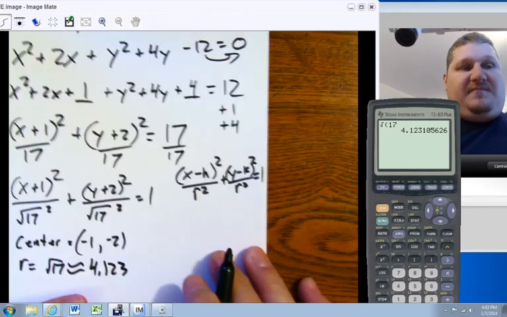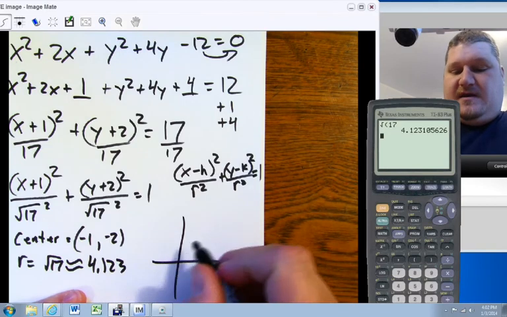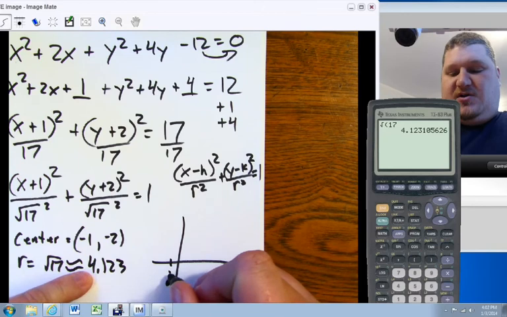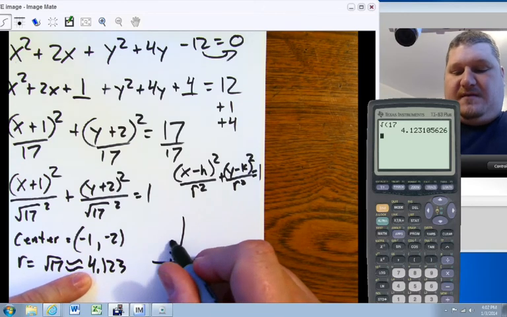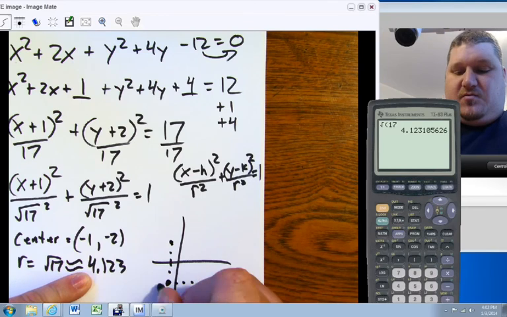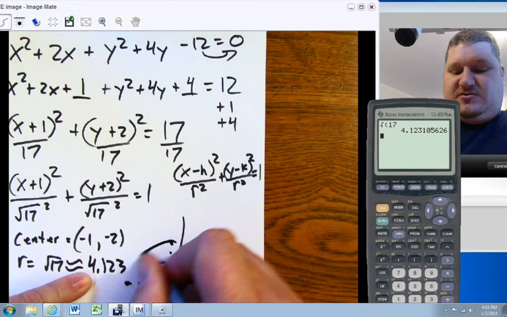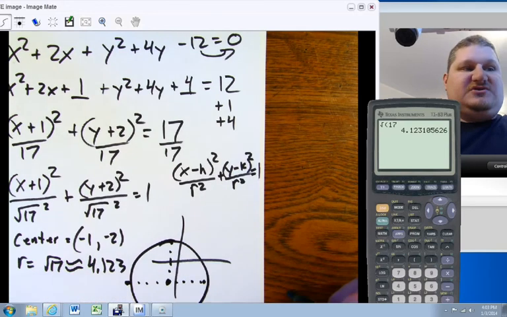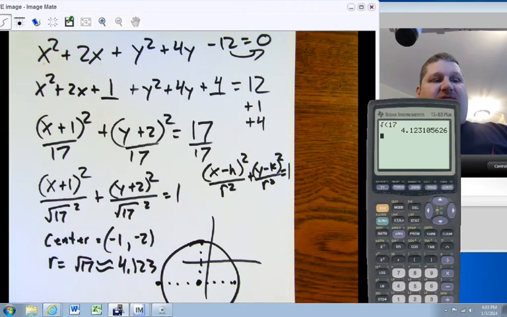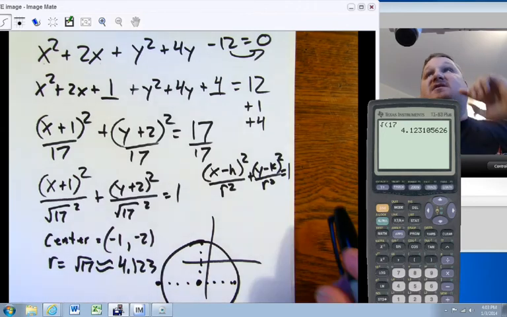If I put that all together, I have back 1, down 1, 2, and I go up a little over 4. 1, 2, 3, 4, and a bit, and likewise down, and you should get something that vaguely resembles a circle. So, that is using a general form to find the equation of a circle.